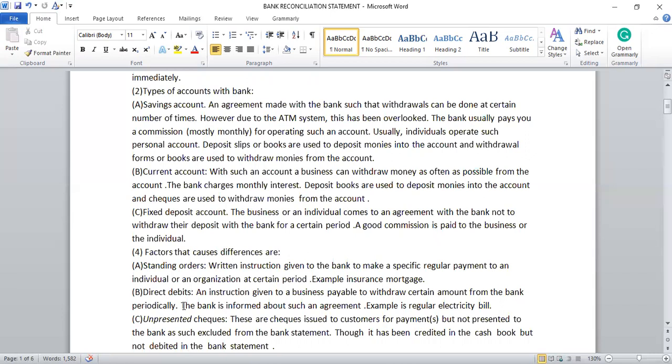Okay, B, direct debit. An instruction given to a business payable to withdraw a certain amount from the bank periodically. The bank is informed about such an agreement.